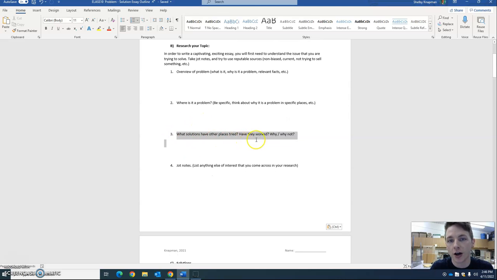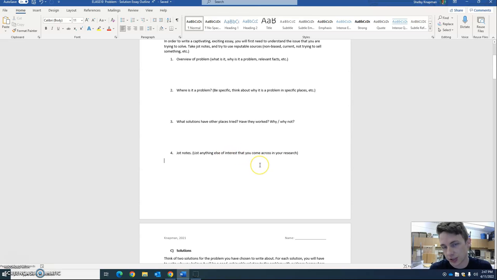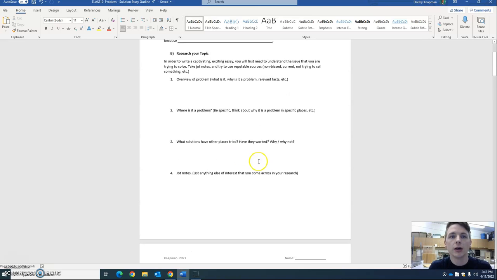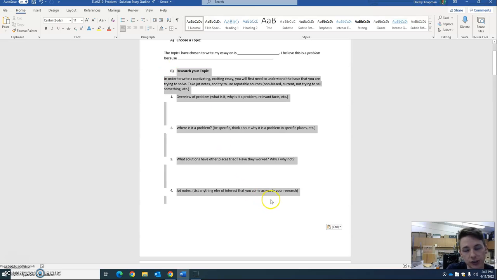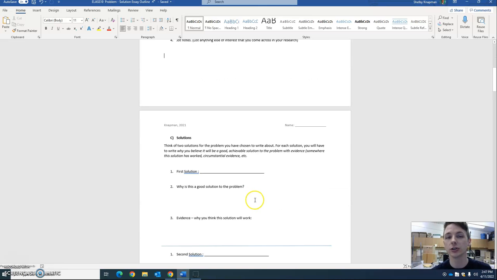What solutions have other places tried? Have they worked? Why or why not? If you're looking at homelessness, you may find that a few cities have solved homelessness. What have they tried? Why did it work? This is already setting the scene for your solution paragraphs. Find what other places have done. You don't have to do the work all yourself. And jot notes, anything else you find interesting that you come across in your research. So that part B is just getting you to research, learn more about your problem, and start to think about a couple potential solutions.